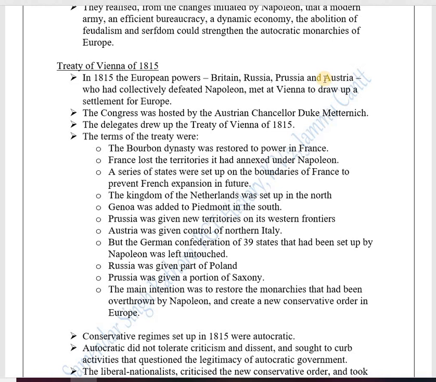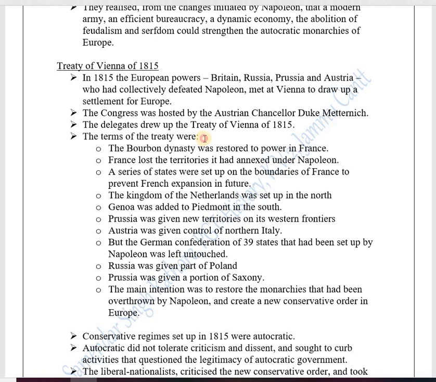That means the biggest empire during this period was the Austrian-Hungarian Empire under the Habsburg dynasty, and its chancellor Duke Metternich. Now this person, we will be studying about him. He has a role in this chapter, so we need to understand who he is. He is the Austrian chancellor, and he hosted, that means he was the head of this Treaty of Vienna. The delegates drew up the Treaty of Vienna of 1815.